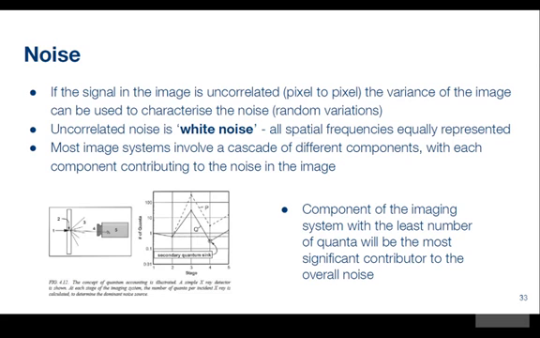So this uncorrelated noise in the image is what we call white noise. This is where all frequencies are equally represented. All spatial frequencies are equally represented.